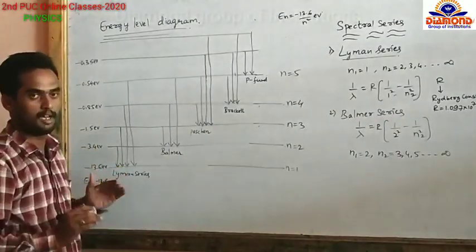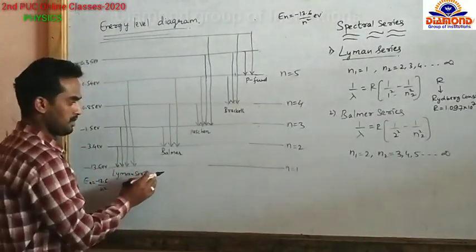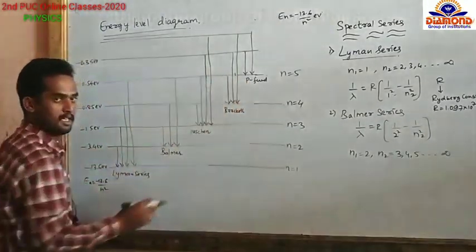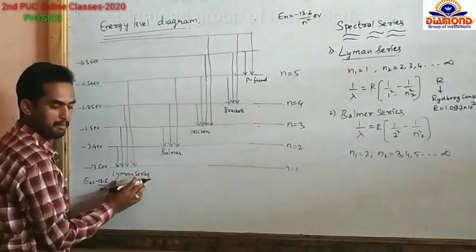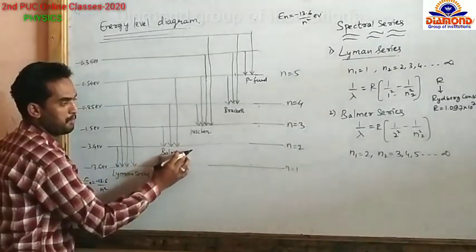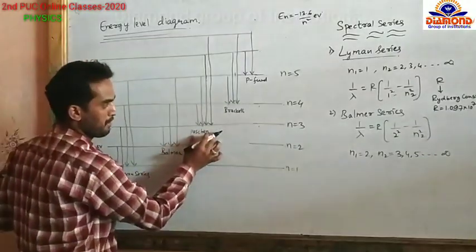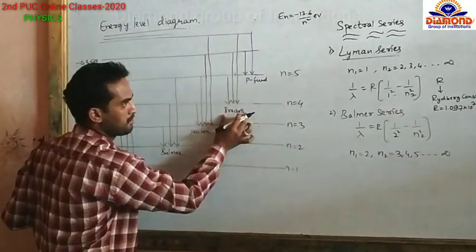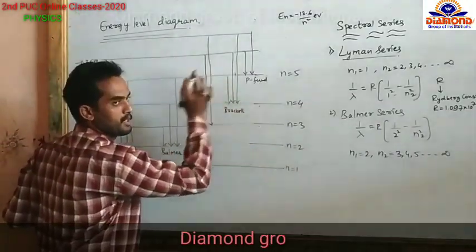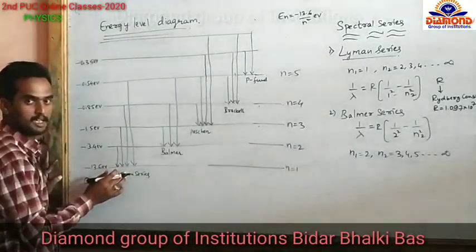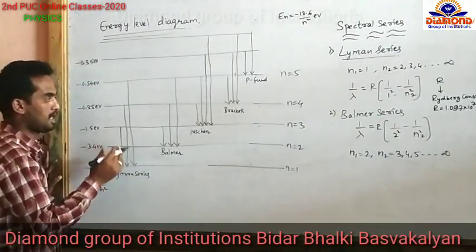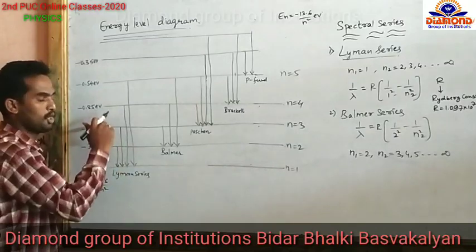So like that, now see here, there are different spectral series. You can see in the figure. First obtained is Lyman series, second obtained is Balmer series, third obtained is Paschen series, fourth obtained is Brackett series, and Pfund series. And see these arrow marks. These arrow marks indicate that the electron is starting transition from which orbit to which orbit.